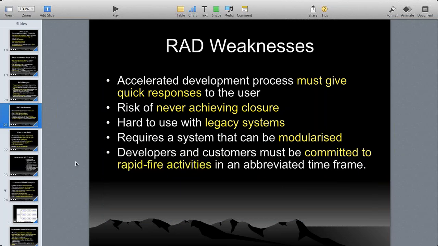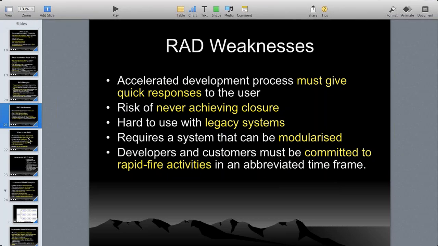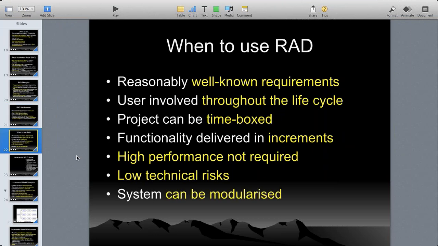Developers and customers must be committed to rapid-fire activities in an abbreviated time frame. Exactly, within the time they have to finish the work. People should be motivated all the time. I motivate myself every day. No one motivates me because there is no manager or someone who motivates me. I'm the one who has to motivate everyone. In Agile, everyone has to motivate themselves. There is no one to push you from behind the screen. Like a game.